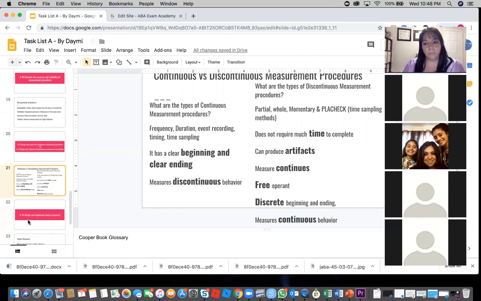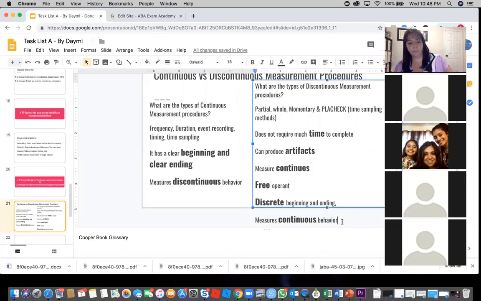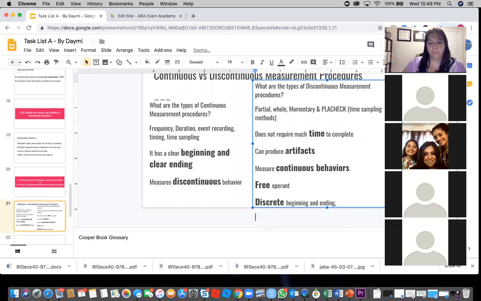Okay. Where you have it says measure continues. What does that mean? It's continuous behaviors. No, up above. It's a typo. Can you correct them? Maybe it was that I meant to put continuous here. Yeah. All right. There you go, guys.